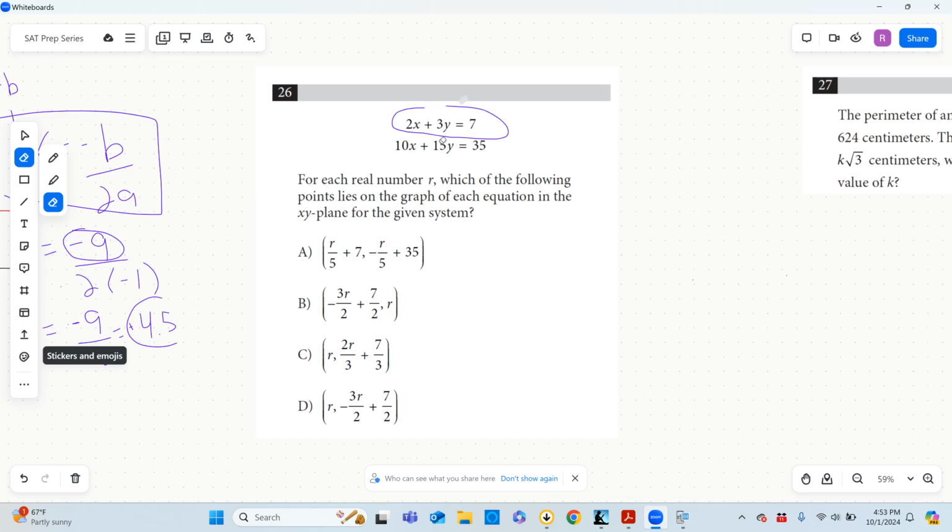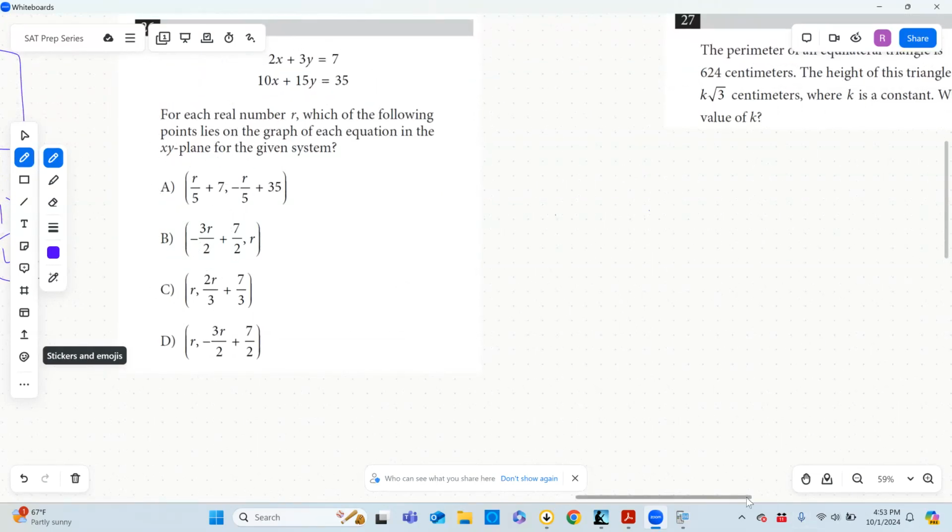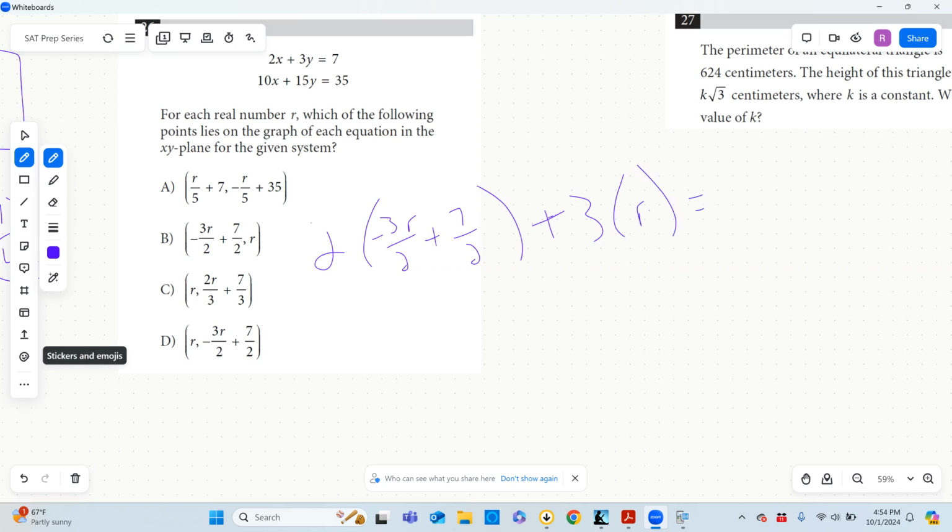So this one's also a funky answer choice. Don't be intimidated by it. Just take the whole x value, plug it in, and we'll worry about simplifying after. So we need to do 2 times the x value. So again, that's 2 times negative 3r over 2 plus 7 halves. And the y value looks like it's just r, so we're going to replace y with r plus 3 times r, and we're going to see if this one equals 7.